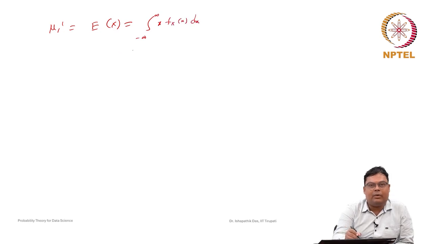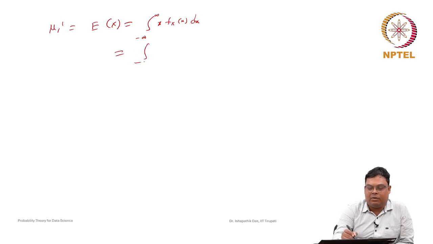Now, we will learn how to find the mean and variance of this continuous random variable. The mean, mu 1 dash, is the expected value of X. By definition, this is the integral from minus infinity to plus infinity of x f_X(x) dx. So how can we find that?